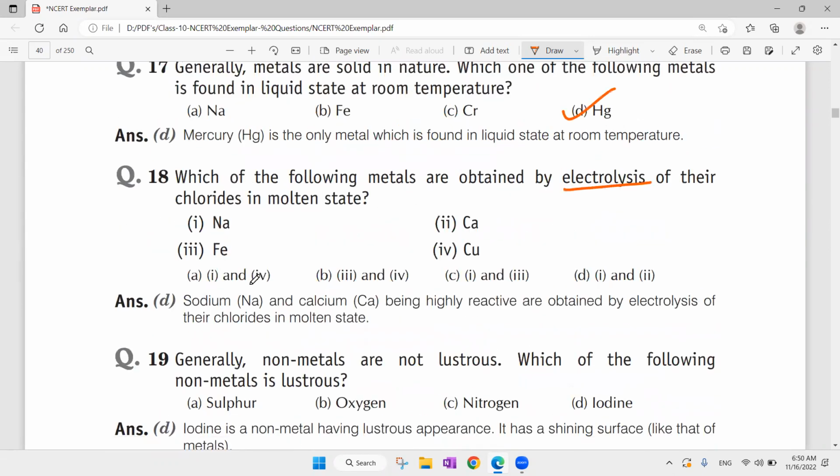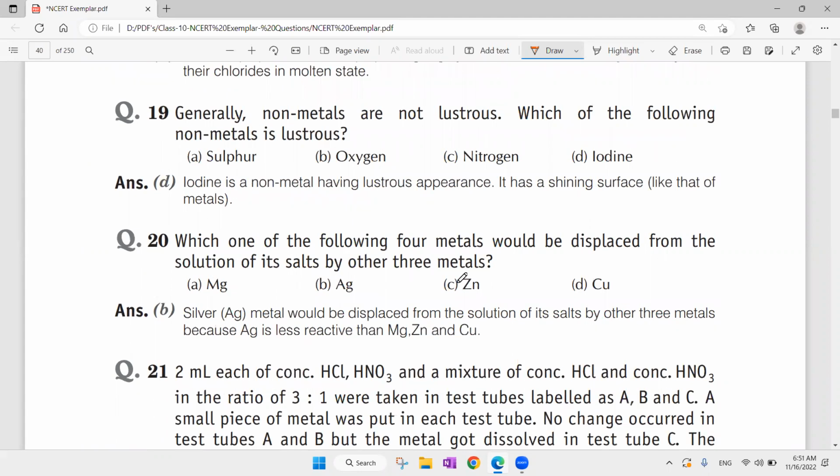Here, what are the highly reactive metals? You can see iron is not highly reactive, you can eliminate. Copper is not highly reactive, you can eliminate. Then calcium, it reacts with water, right? So sodium and calcium will be the answer, 1 and 2. D is the answer. This is also a very direct question.